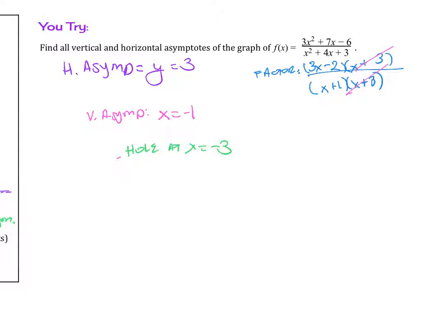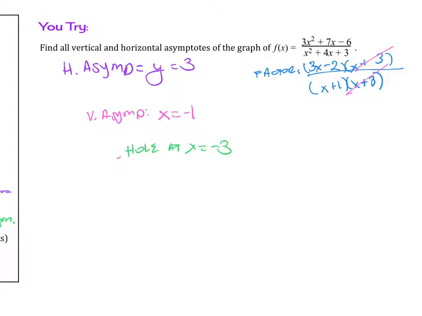If you try this out, you would have a horizontal asymptote at y equals 3 because the degrees are the same, so it's just the leading coefficient, y equals 3. Then when you factor the numerator and denominator, you notice that x plus 3 cancels. And so our only vertical asymptote is x equals negative 1. And then we have a hole at x equals negative 3.